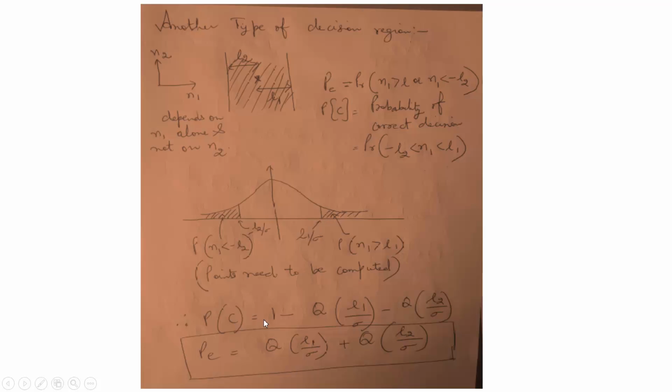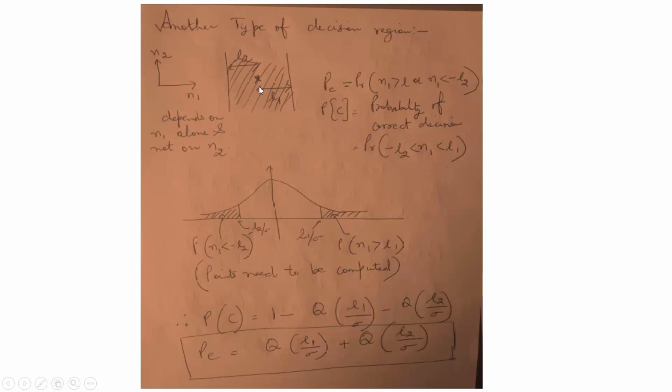And what is the probability of making a correct decision? This is the probability of error for this point, Q of L1 by sigma. This is the probability of error for this point, Q of L2 by sigma. Both these probabilities of error are added and subtracted from 1, so that will become the probability of making a correct decision. And the same is expressed here. What is the probability of error? All right, so this is the particular case when the decision region is of this form.